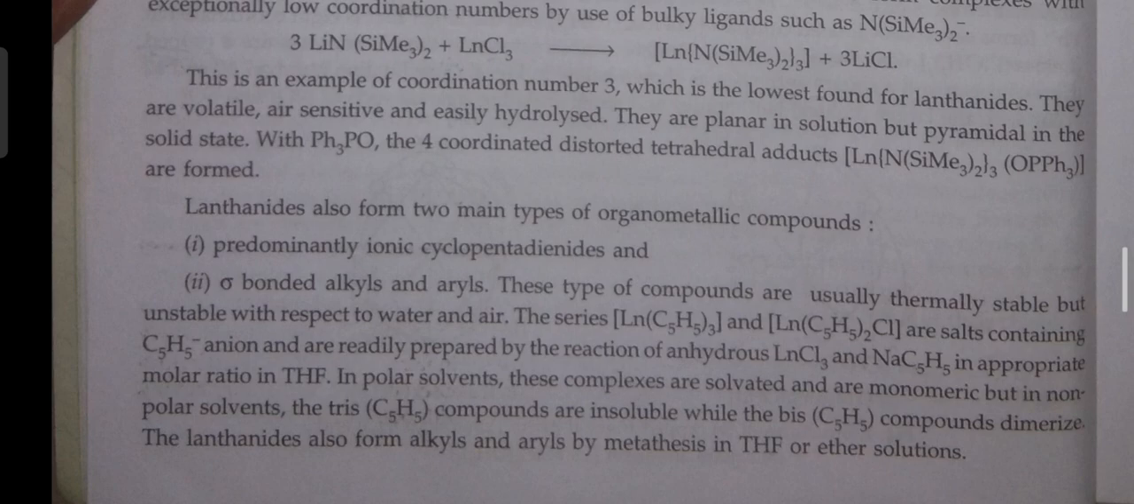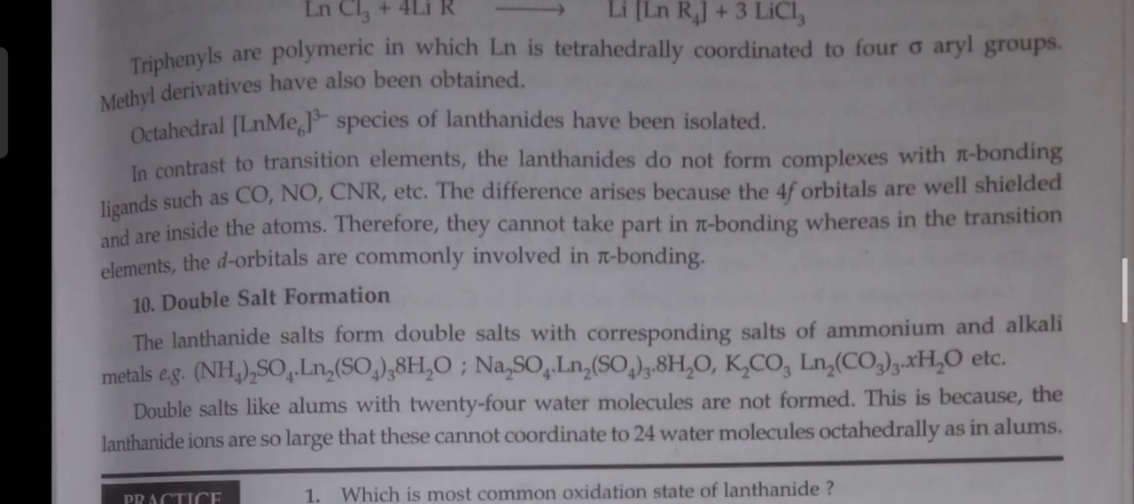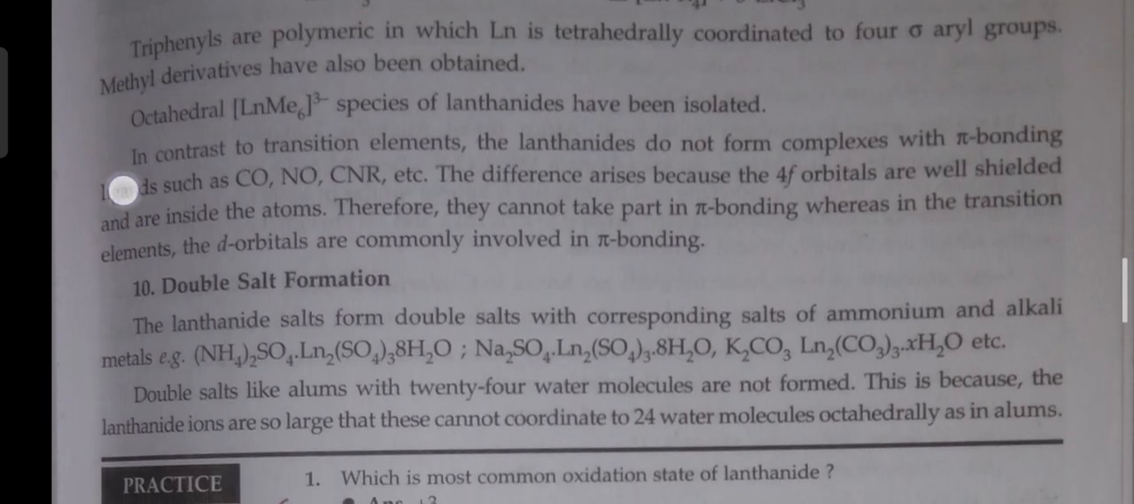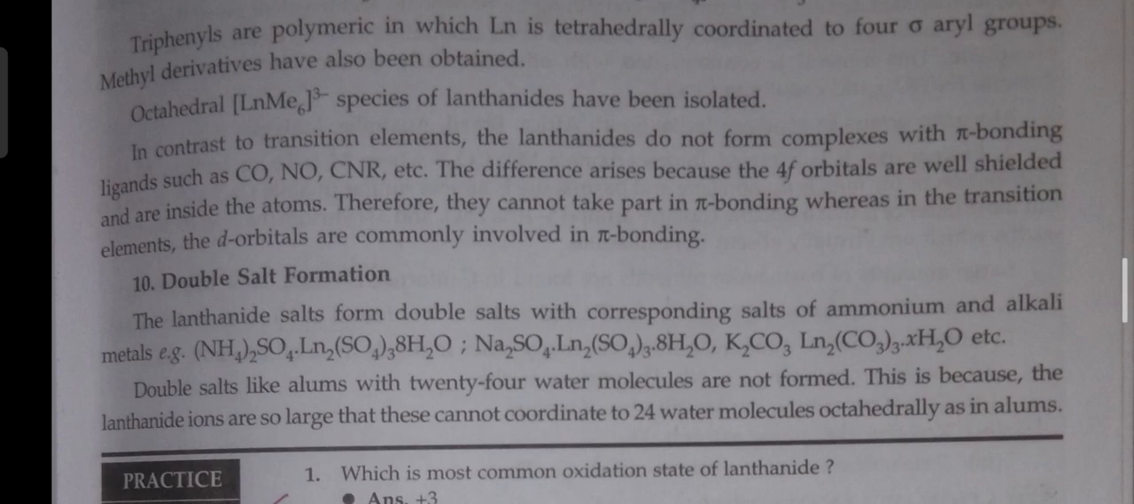The lanthanides also form alkyls and aryls by metathesis in THF or ether solution. Triphenyl is polymeric, in which Ln is tetrahedrally coordinated to 4 sigma aryl groups. Methyl derivatives have been obtained. Octahedral [Ln(Me)6]3- species of lanthanides have been isolated.